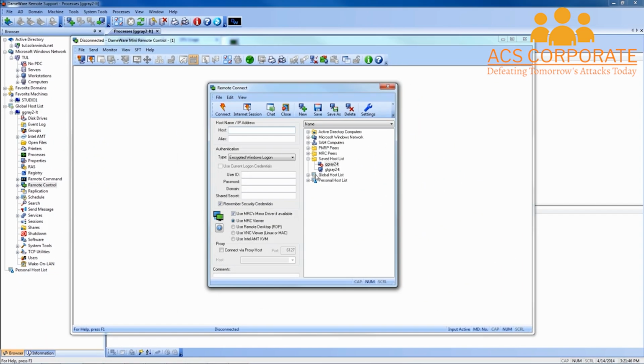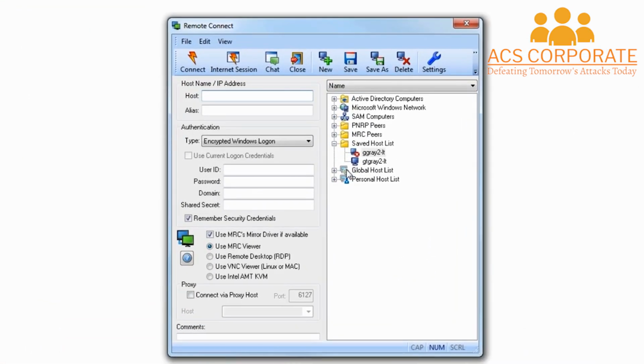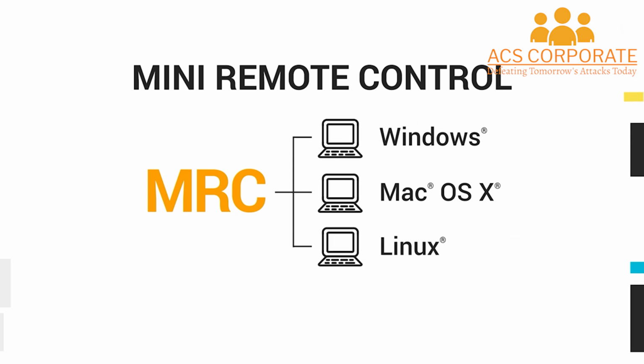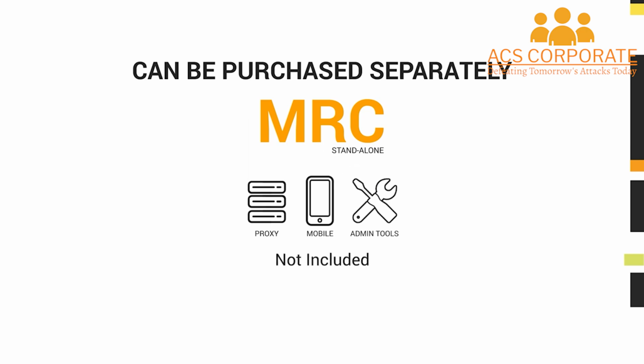Let's begin by looking at DameWare Mini Remote Control, or MRC for short, which is included with every copy of DRS. MRC is an award-winning remote control and remote access tool that allows you to connect to Windows, Mac OS X, and Linux computers all from the same console. MRC can be purchased separately from DRS, but it does not include the DameWare Internet Proxy for outside of firewall connections, the DameWare Mobile Gateway for iOS and Android connections, or the other systems administration tools we'll be covering in just a moment.